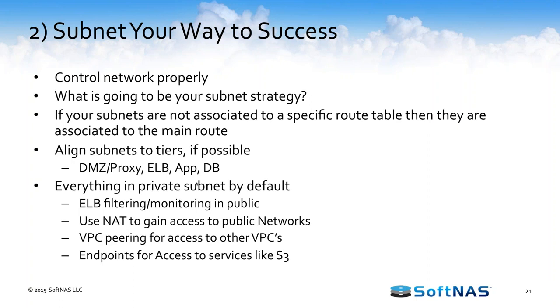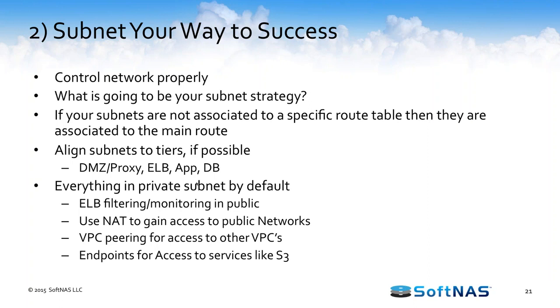I would suggest that you put everything in a private subnet by default, and use either ELB filtering and monitoring type services in your public subnet. You can use NAT to gain access to public networks. I would highly recommend, and you'll see this later, that you use a dual NAT configuration for redundancy. There are some great CloudFormation templates that are available to set up highly available NAT instances, and make sure that you size those instances properly for the amount of traffic you're going to actually push into your network.